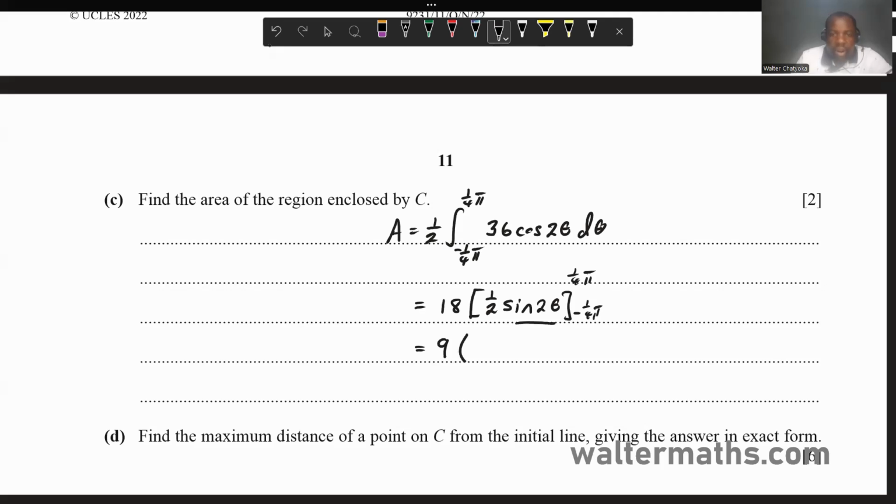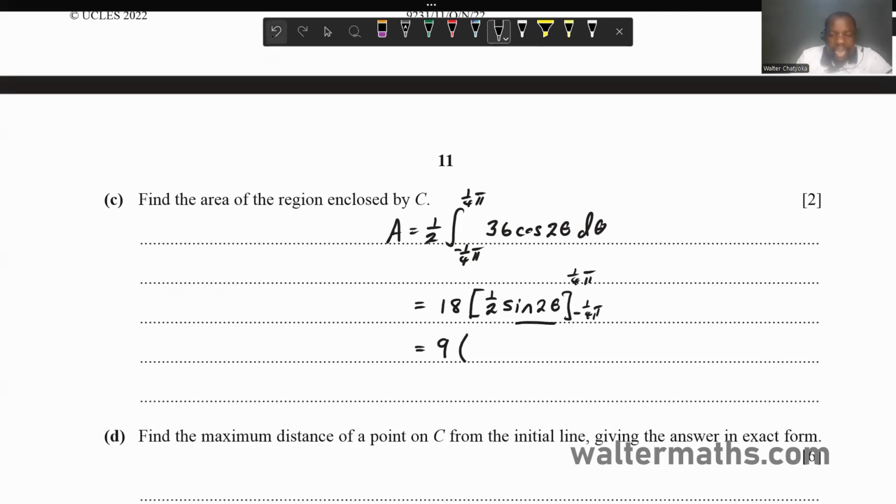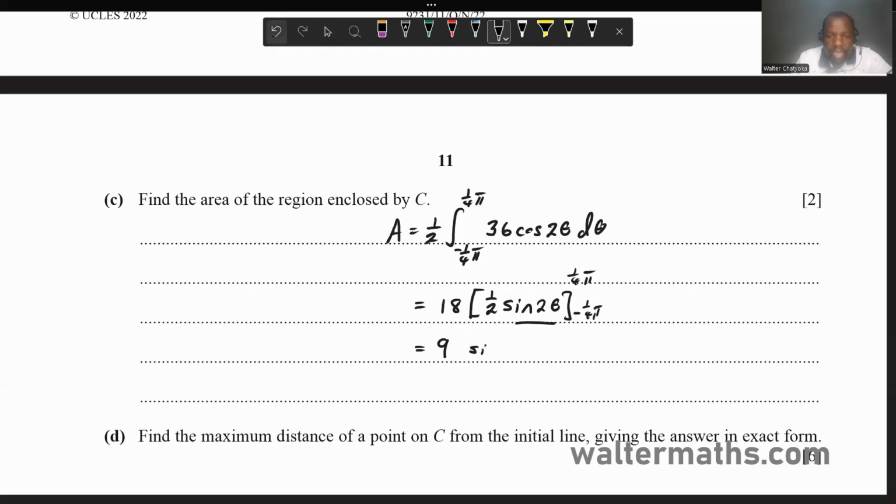Here, sine of 2 times a quarter pi, that's sine of a half pi. And that's going to be minus sine of 2 times minus a quarter pi. So minus and minus becomes a plus, so sine of a half pi again. And sine of a half pi is 1. So we have 9 of 1 plus 1. So we get the answer as 18. That's the answer.